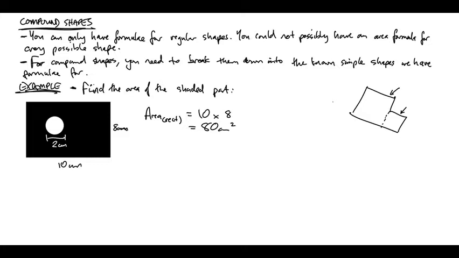Now, we need to work out the area of the circle. The area of a circle is pi times by the radius squared. Unfortunately, we don't have the radius, but we do have the diameter, and we know that the radius is half of the diameter. So the radius in this case is going to be 1, and that's going to be squared because it's pi times by the radius squared, and that's going to be 1 squared is 1 times by pi, which is 3.14 to 2 decimal places.